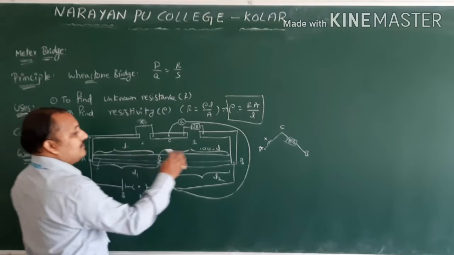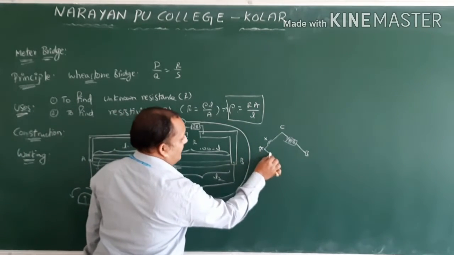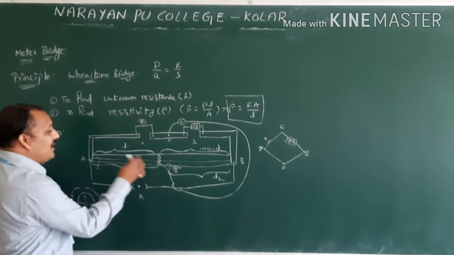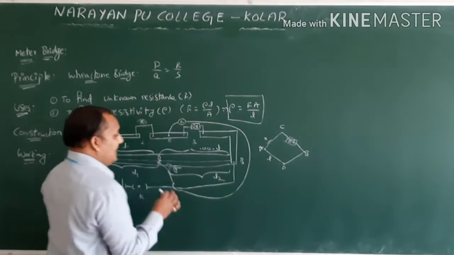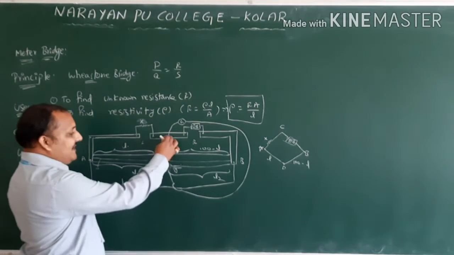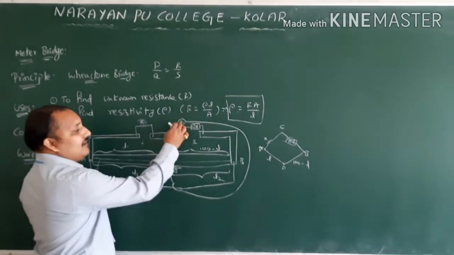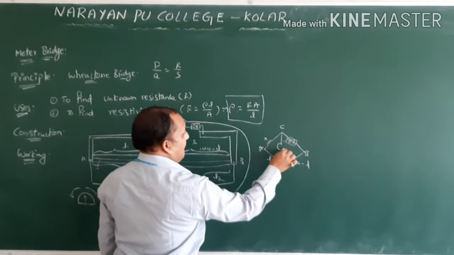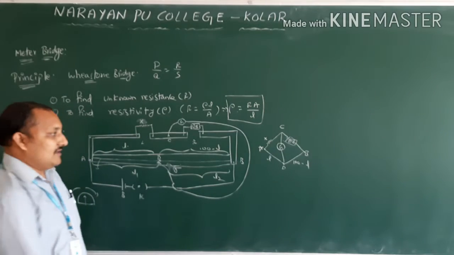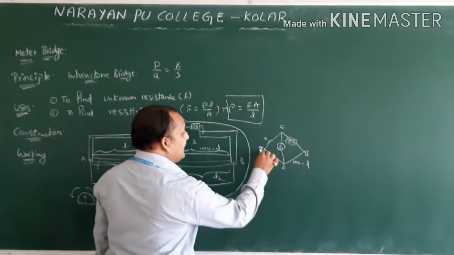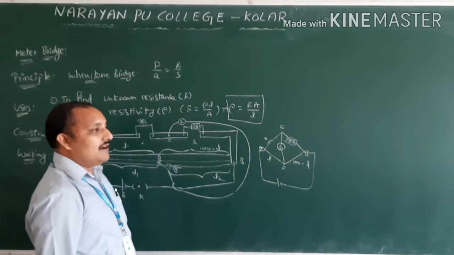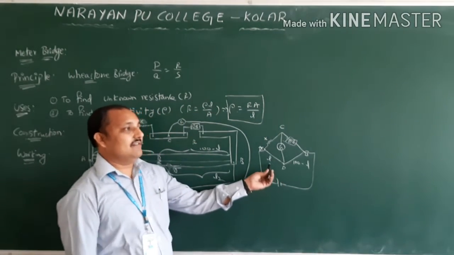Now A to D is L, and D to B is 100 minus L. Between C and D what is there? Galvanometer. Now is it Wheatstone bridge or not? We will check. Again between A and B what is there? Battery is connected. If you forgot, you can recall this one, this is equivalent to Wheatstone bridge.